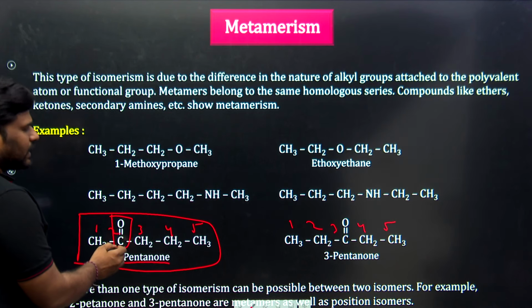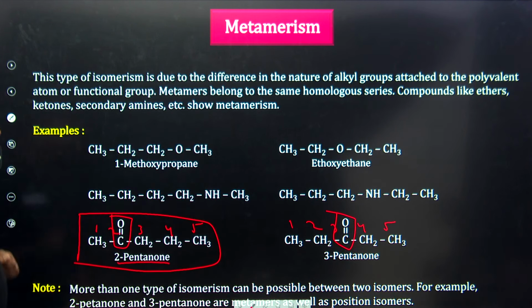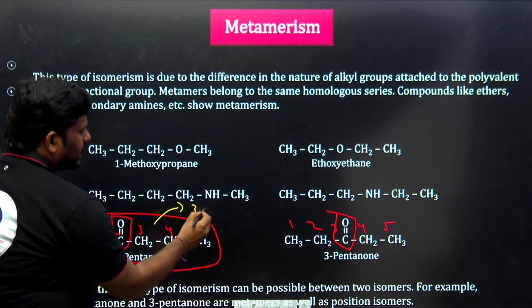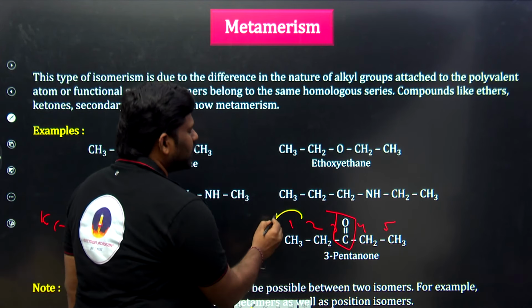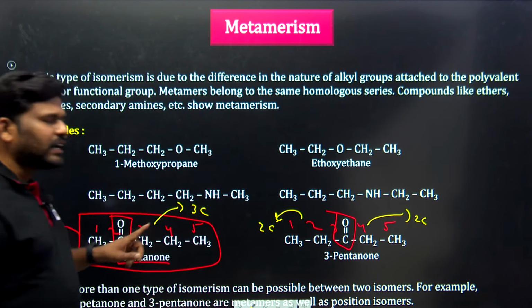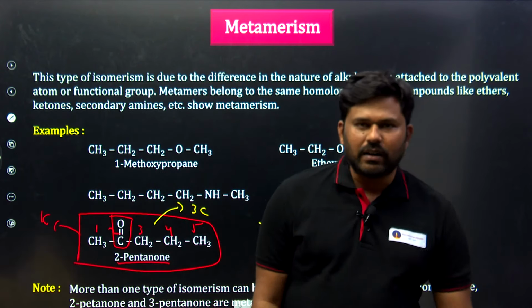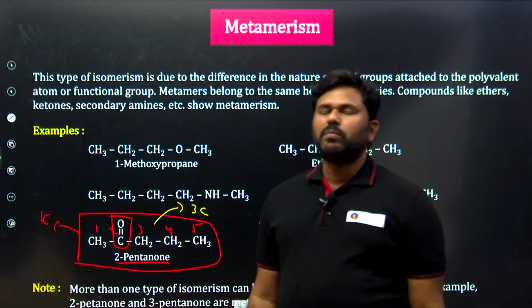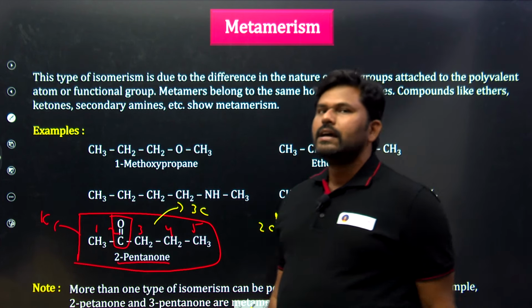Here, C double bond O, and here also C double bond O. Here on the left side we have 1 carbon, and on the right side 3 carbons. But here the left side has a 2 carbon chain and the right side also a 2 carbon chain. So 2, 2 and 1, 3. These two have the same molecular formula, but around the C=O group there are different carbon skeletons. So these are called metamers.